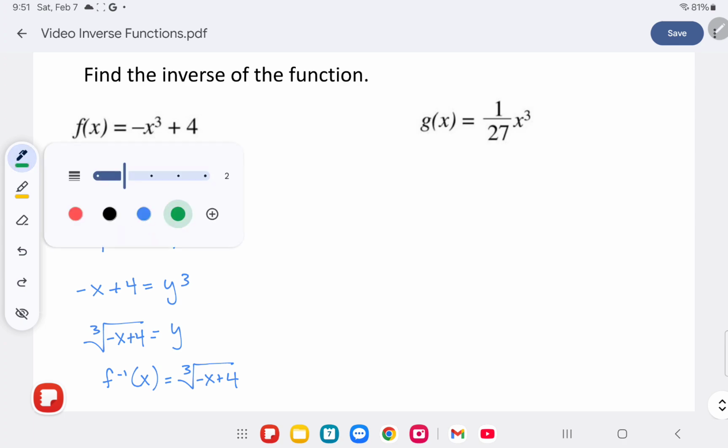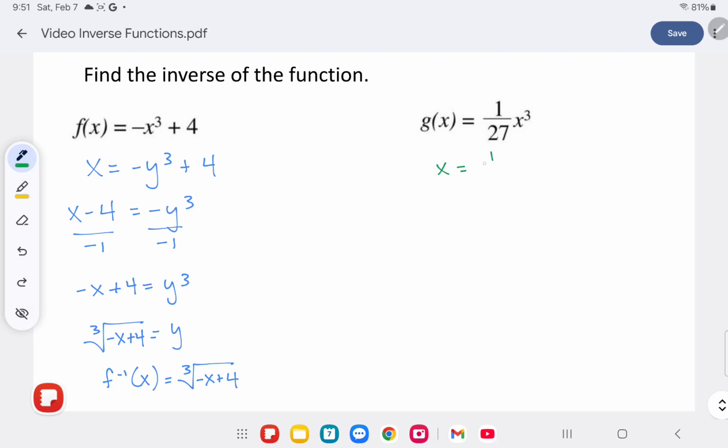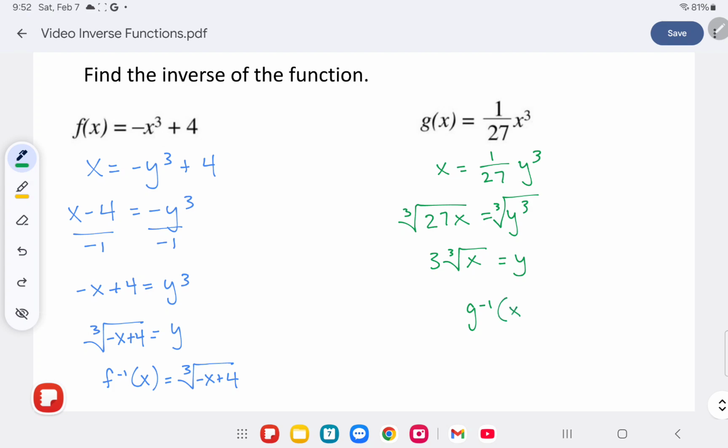One more. Flip-flop your x and your y and isolate the y. In this case, we will multiply both sides by 27 to get rid of the 1/27th. Take the cube root of both sides. And that can be simplified. The cube root of 27 is 3. But we can't take the cube root of x. So our inverse of g is 3 times the cube root of x.